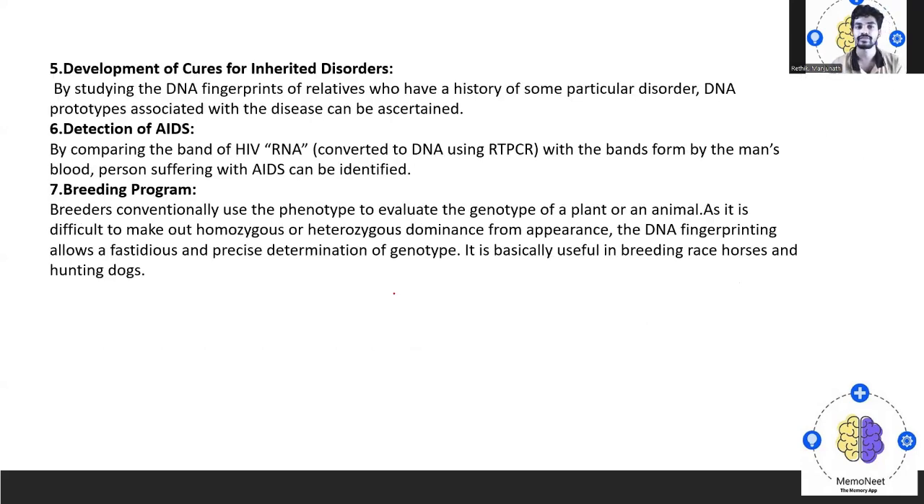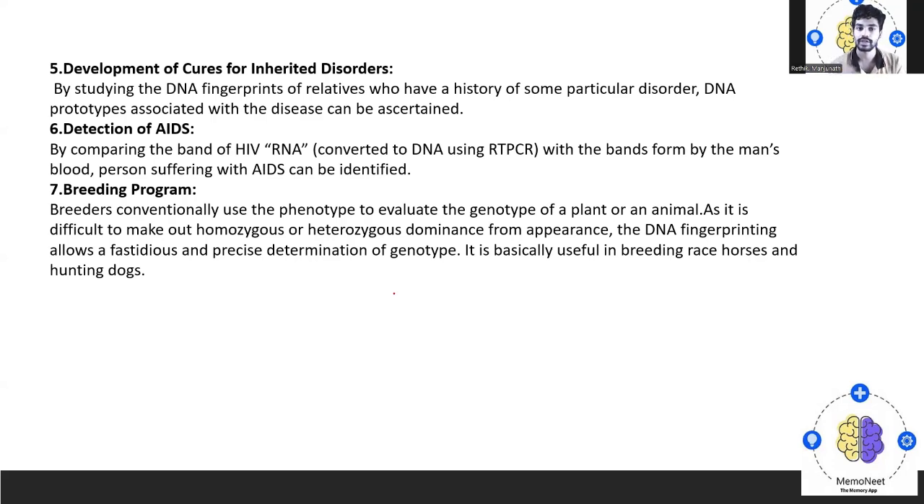Then development of cures: you can also develop a kind of cure for inherited diseases, by seeing the history of some particular disorder and identifying in the DNA that this person might have the disorder. So before that person reaches adolescent or adult age, if possible, you can also cure it at a very young age. That is another important thing. Then you can also determine whether a person has AIDS or not by comparing the bands of HIV with the person's sample that you have taken. So that is one way.